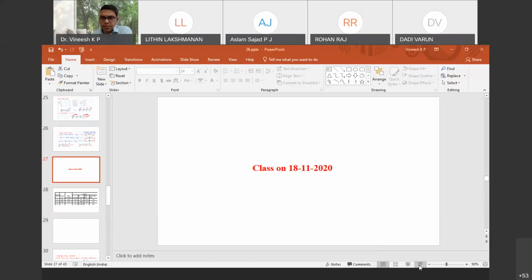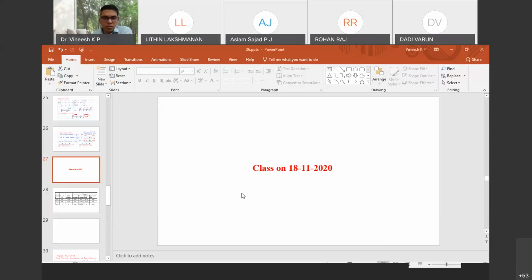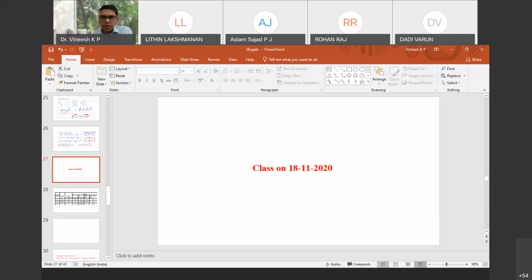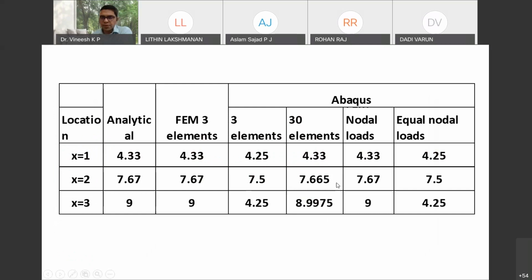Last class we were discussing the solution of the problem in Abaqus. We assume C is equal to 1, A is equal to 1, L is equal to 1, E is equal to 1. The problem is a bar element with a loading given by q is equal to Cx. This is the analytical result which we are going to get.